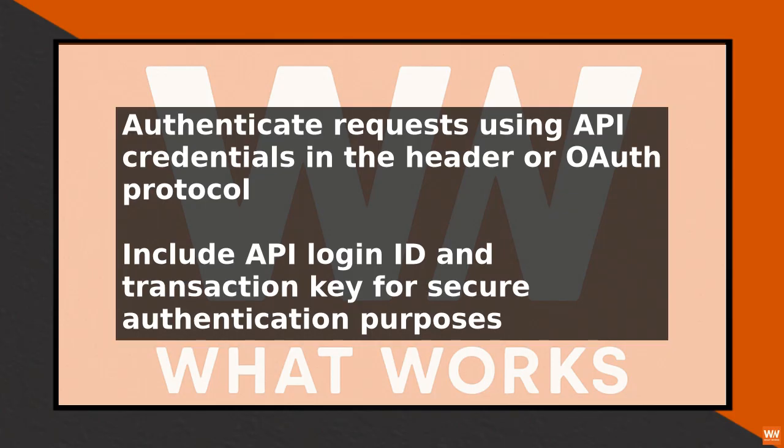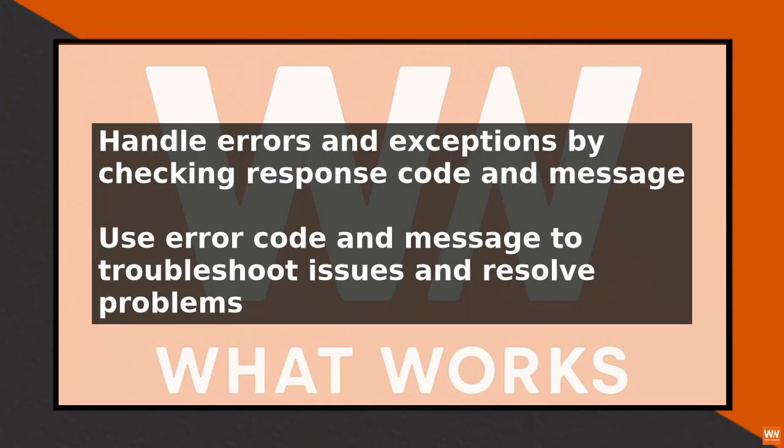Best practices for using the AuthorizeNet REST API include using secure protocols such as HTTPS, validating user input, and handling errors and exceptions properly. You should also use a secure method to store your API credentials, such as using environment variables or a secure key store.